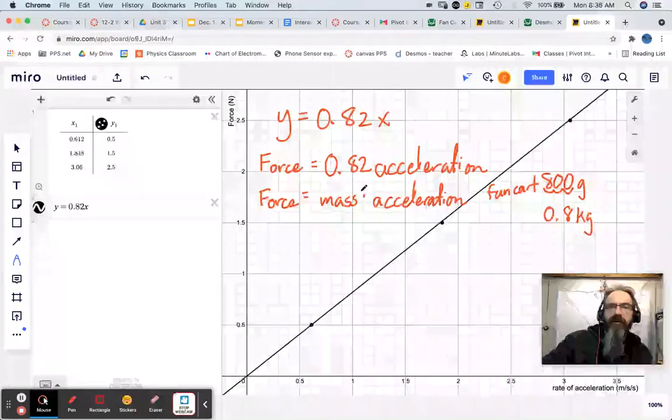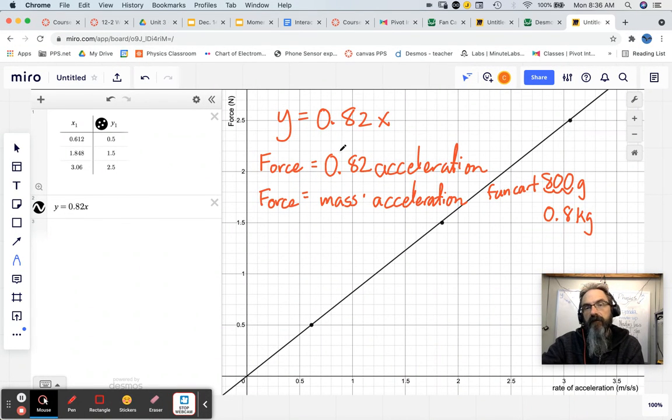If your number here is dramatically different from the fan cart mass that you actually measured or that you looked at in the video, you might have done something wrong. So you might want to check that. Now, what I'd recommend you do is Google this. What is the equation force equals mass times acceleration? If you don't remember it. Find that out. This is going to be the essence of the conclusion that we're going to write. So this is how we make the second graph and what this second graph means. I hope this helps.